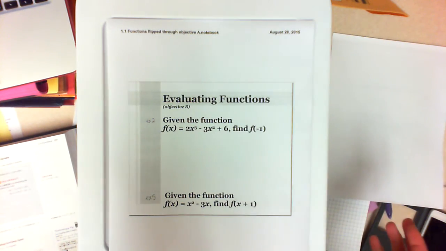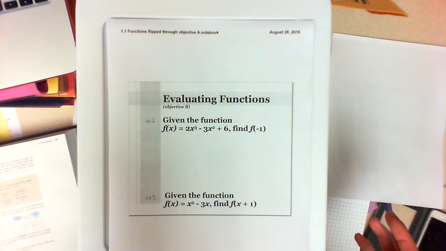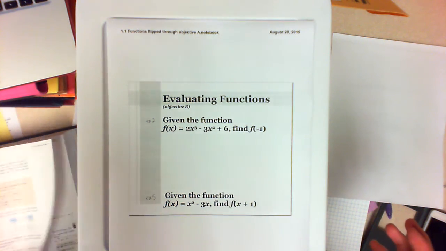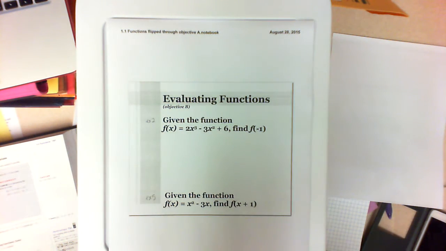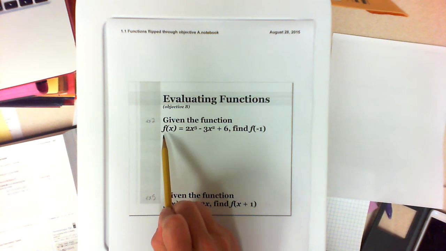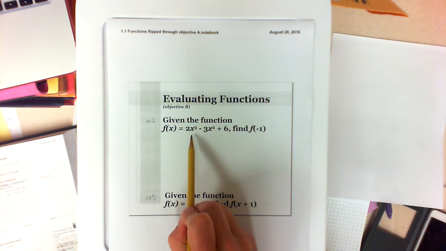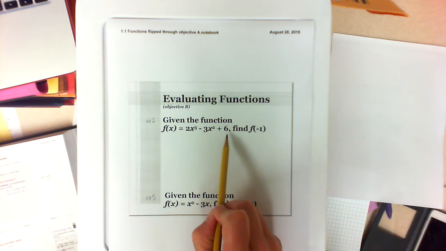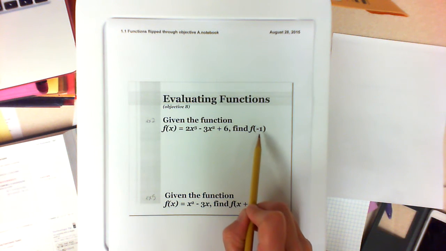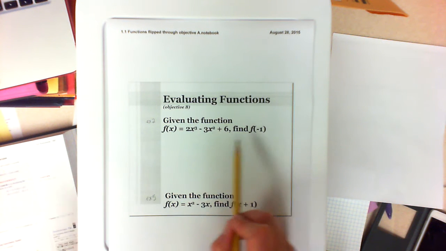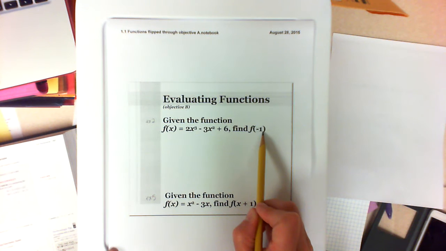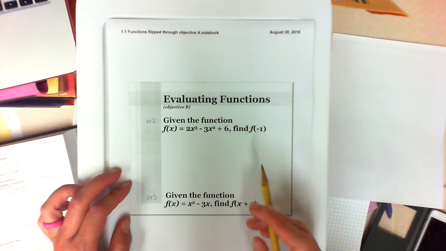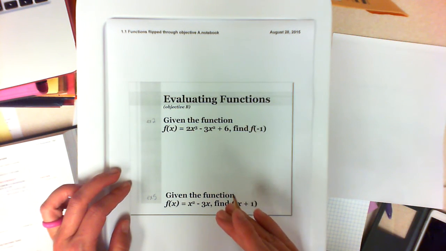Okay, the next thing I want to show you is example 2 from the textbook. I'm sorry, example 3 from the textbook. Given the function f of x equals 2x cubed minus 3x squared plus 6, find f of negative 1. What this means is, wherever you see an x, you're going to use negative 1 as your input, and then you're going to evaluate the function. Evaluate means you're going to plug something in and find out the answer.